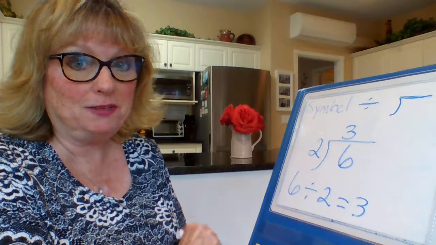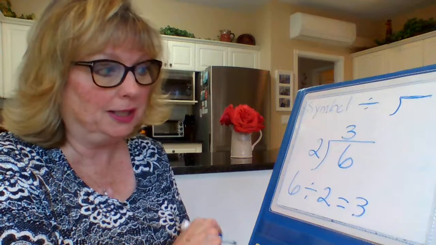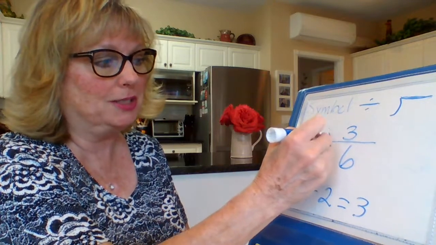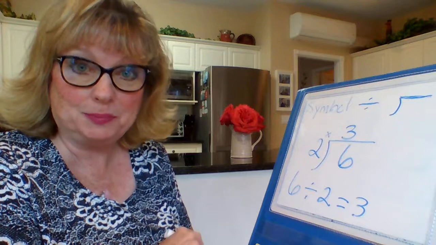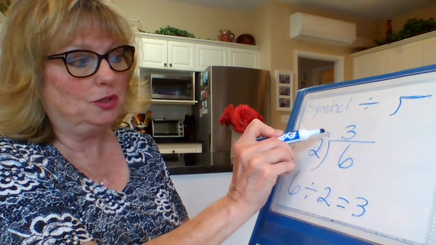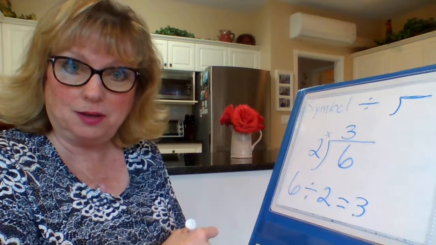There's another part of thinking of this. Remember, we said it was related, okay? The multiplication's related. So I'm going to show you a tiny little X there. Well, that means multiplication. 2 times 3 equals 6. Well, there it is.